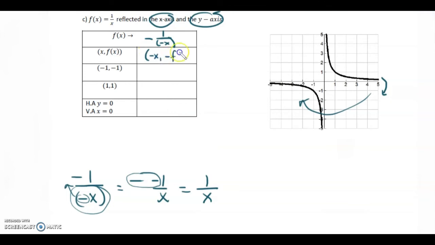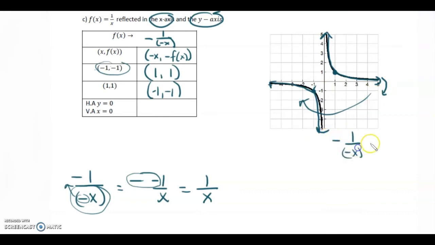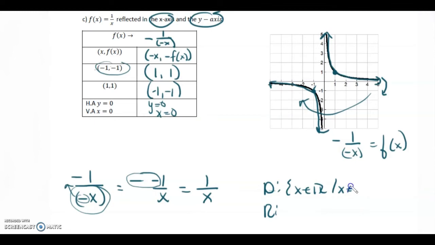And when we go ahead and negate both, like negative 1, 1 is going to plot on 1, 1, which is here again. And 1, 1 will plot on negative 1, negative 1, which is here, giving us this graph. So negative of 1 over negative x. The horizontal and vertical asymptotes stay the same. That means that our domain and range also stay the same. X does not equal 0 and y does not equal 0.